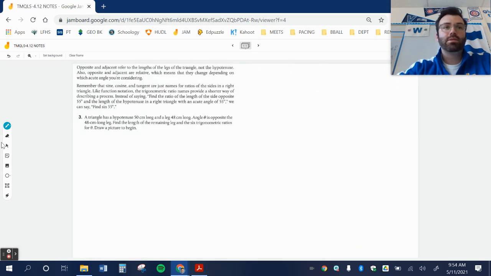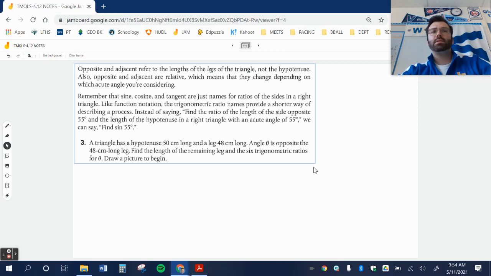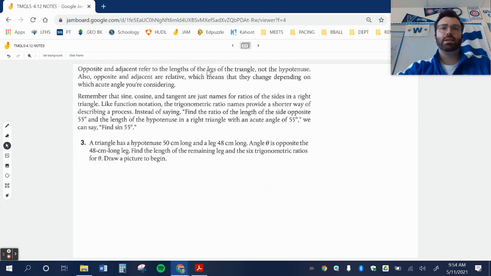All right, so let's look at this one. It says opposite and adjacent refers to lengths of legs of triangles, not the hypotenuse. That's very important to recognize. Find the ratio, and so on. All right, let's try one.